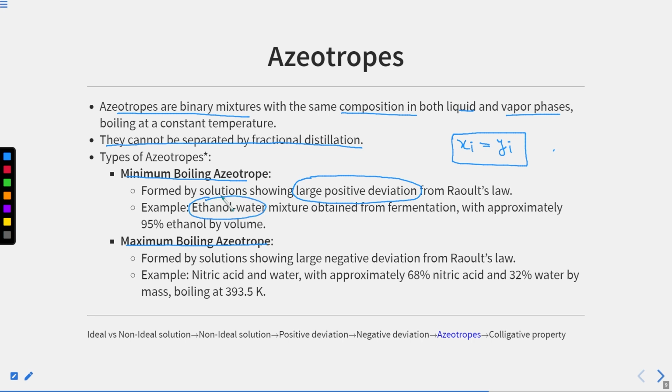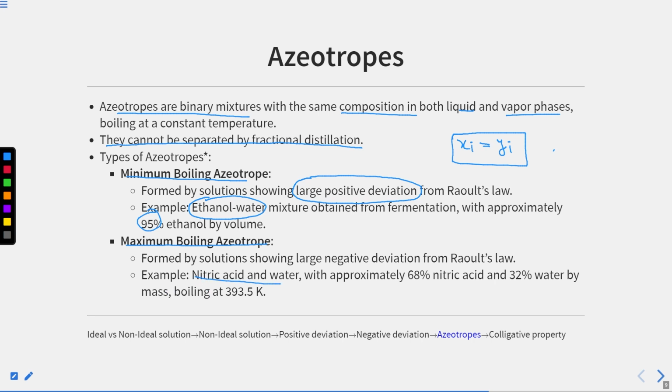Okay, so if you consider the example for minimum boiling, we have this ethanol and water mixture. They will form vapor at the same time, but their interaction is less as compared to the original interaction, hence it will show positive deviation. And in that we have 95% ethanol by volume. So this is specific to volume also.